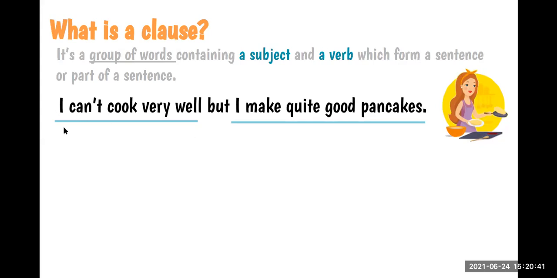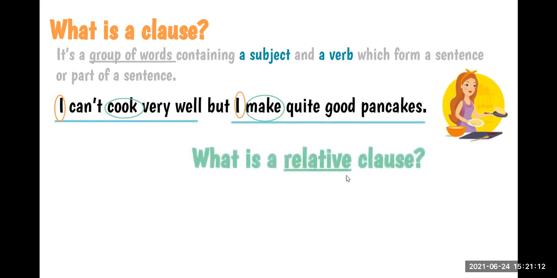And how do we know that these are clauses? Because it's a group of words, and here we have a subject, and in the other one we have a subject too. And we have a verb, can't cook, and here we have a verb. So we have two clauses in only one sentence. Okay, as you can see, we can use more clauses in only one sentence. So remember that a clause is a group of words with a subject and a verb.